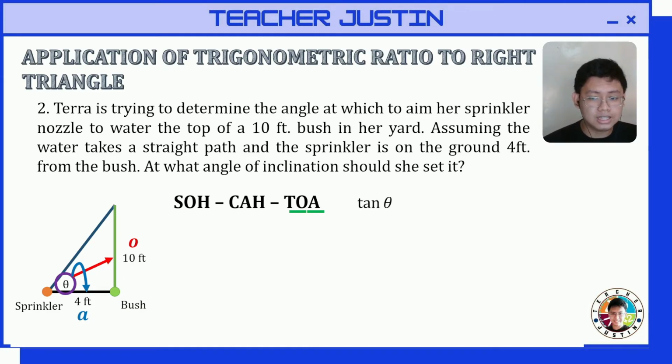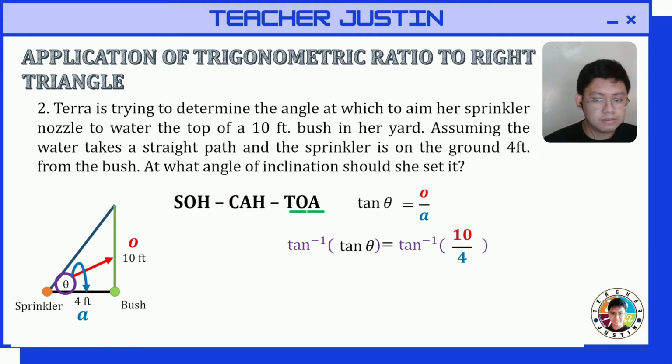And we know that tangent is equivalent to opposite over adjacent. Let's substitute their values. That is, tangent theta is equal to 10 over 4. Now, let's remove the trigo ratio for tangent by using the inverse trigonometric ratio of tangent, and that is arctangent. So, we get the arctangent of both sides. We can cancel the trigo ratio and we will have the equation theta is equal to arctangent 10 over 4.